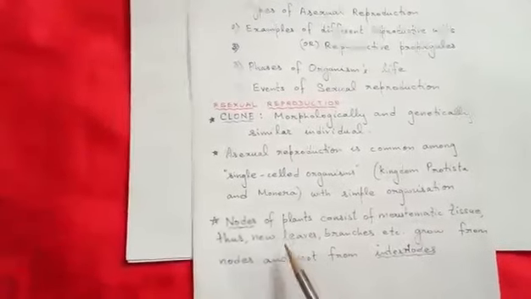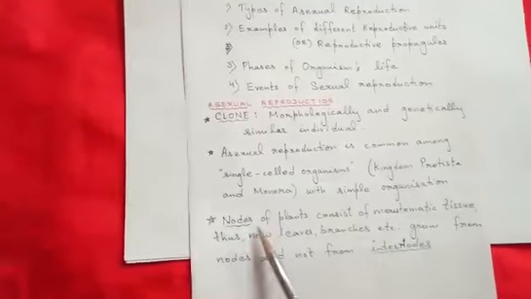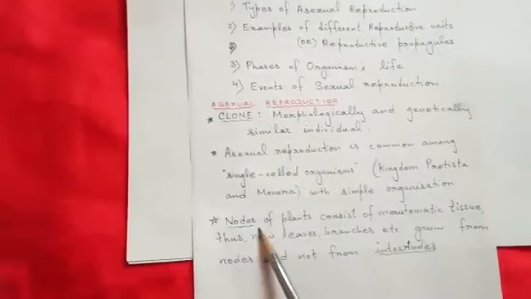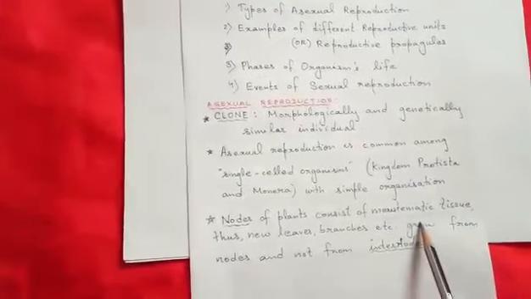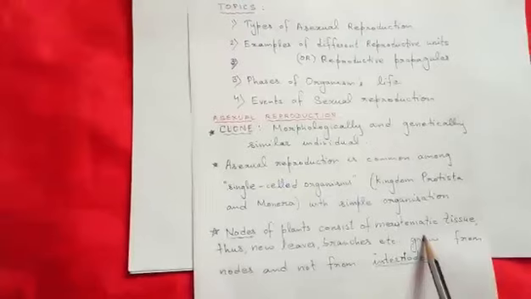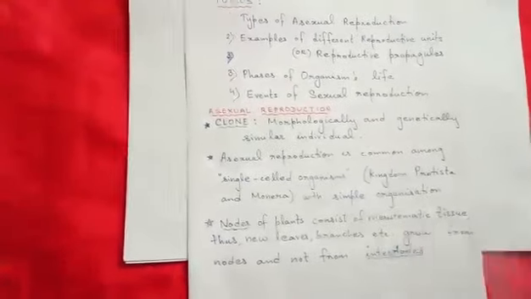Now let us know about the nodes. You can see the new leaves and the branches that grow from nodes and not from internodes. Why? Because the node consists of meristematic tissue, which has the capability of cell division. So let us see the next topic, that is types of asexual reproduction.